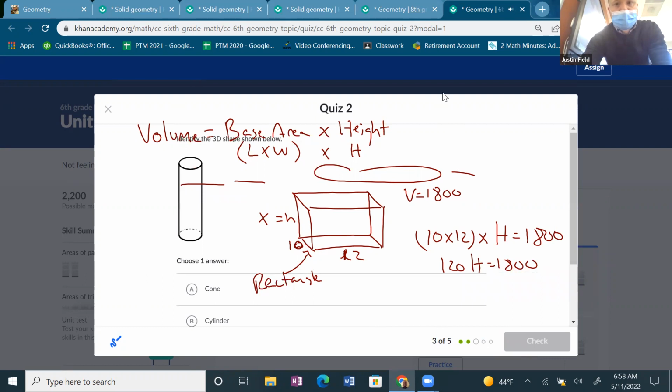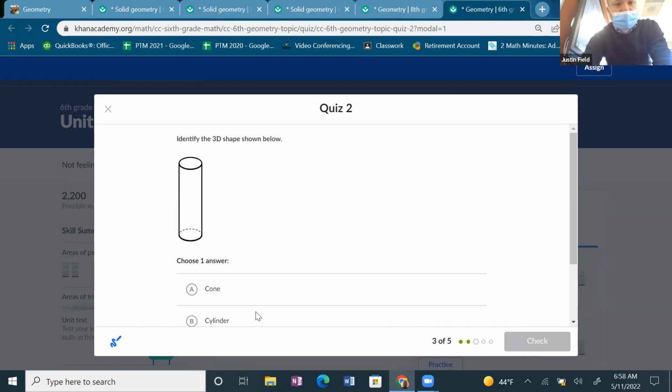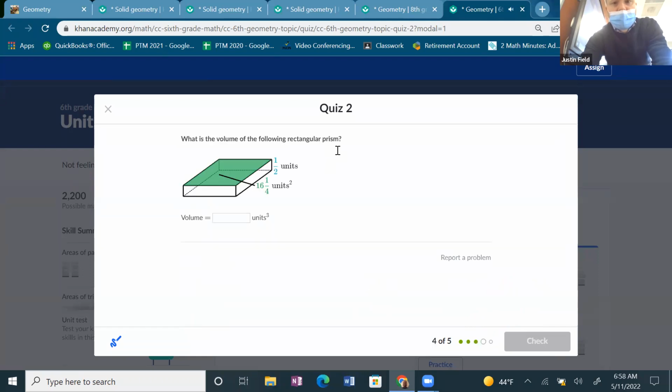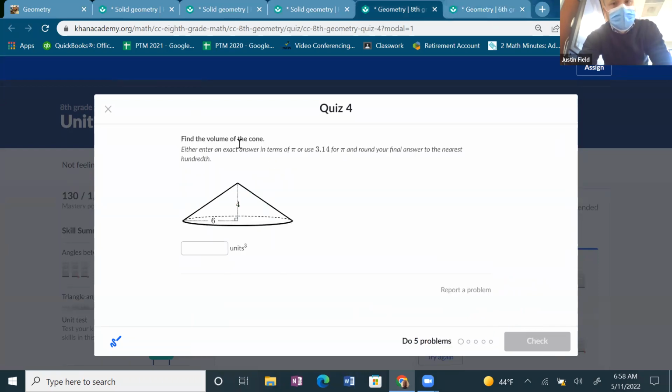Okay. Identify the 3D shape. That's a cylinder. Okay, so you can do the rest. Now let's go on to the volume of a cone. So we have two categories. We have the prisms and the cylinders.